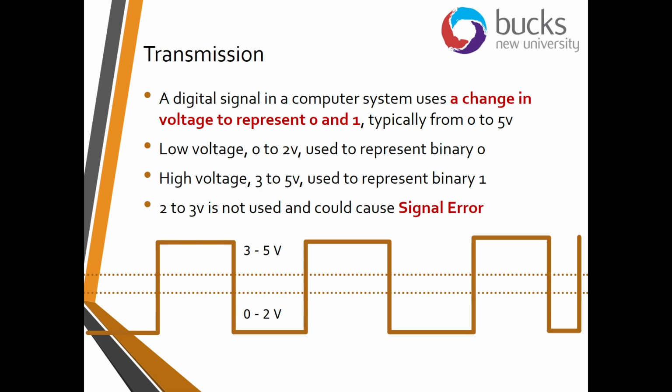Transmission. A digital signal in a computer system uses a change in voltage to represent 0 and 1, typically from 5 to 0 volts. Low voltage would be seen as being 0 to 2 volts, and this would be used to represent binary 0. High voltage, 3 to 5 volts, would normally be used to represent a binary 1. This leaves a gap in the middle, 2 to 3 volts. This is not used and could cause signal error. It's a grey area, an area where we can't determine whether a signal is a 0 or a 1. The representation would be ambiguous.